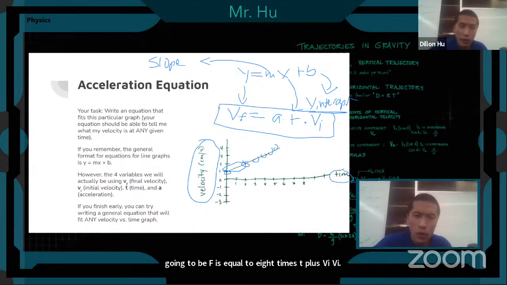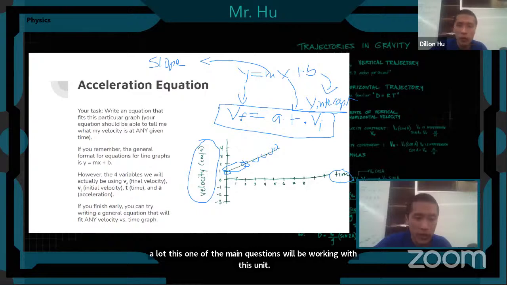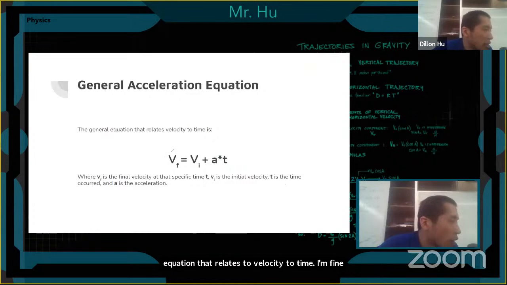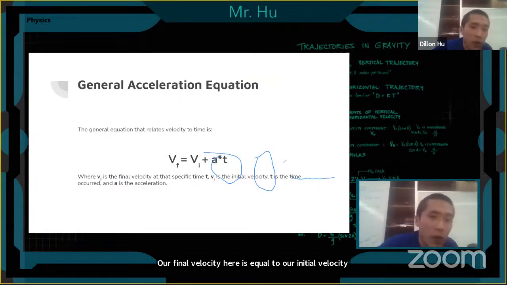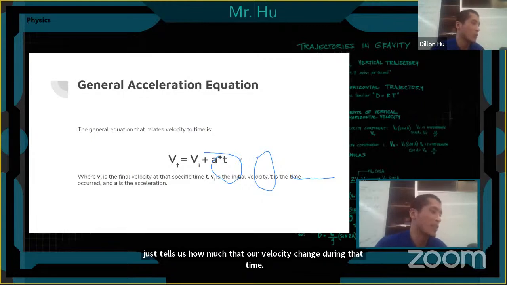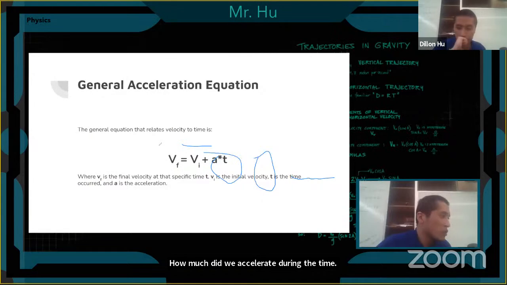So that is the equation we're going to be working with a lot. One of the main equations we're going to be working with this unit. So here's the equation, now that it's nicer and pretty. This is a general equation that relates velocity to time. Our final velocity is equal to our initial velocity, or the velocity we're starting off with, plus our acceleration times time. Acceleration times time basically just tells us how much our velocity changed during that time. How much did we accelerate during that time? So this is pretty much just going to be our general equation.